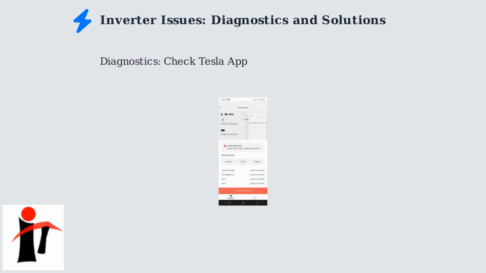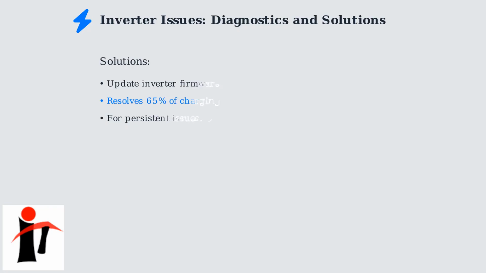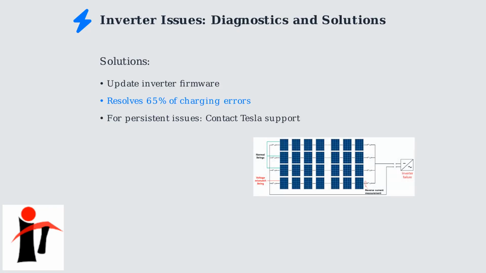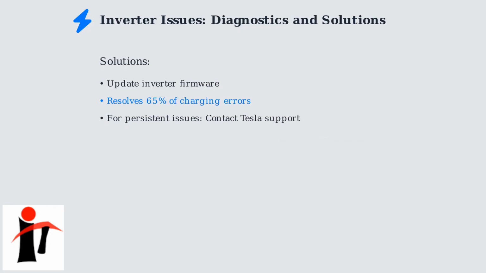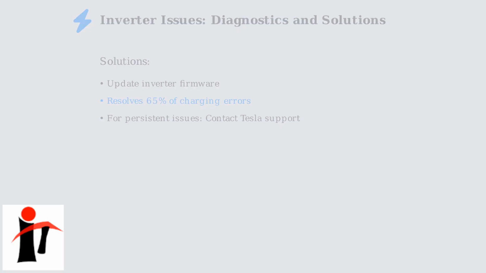First, check the Tesla app for error codes such as grid fault or inverter overload. Ensure your inverter's firmware is up to date. Addressing firmware issues resolves 65% of all charging errors. For persistent issues, contact Tesla support.